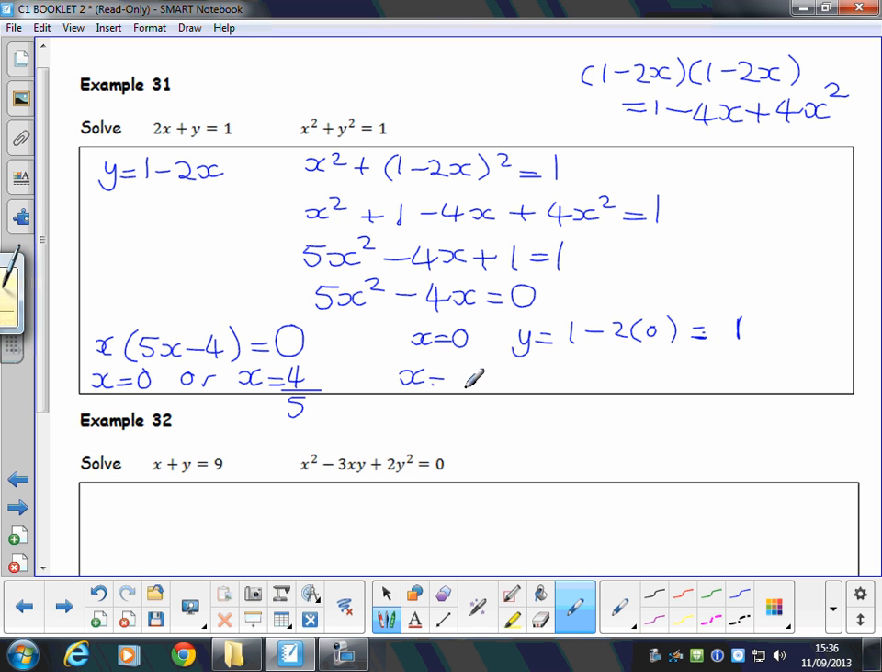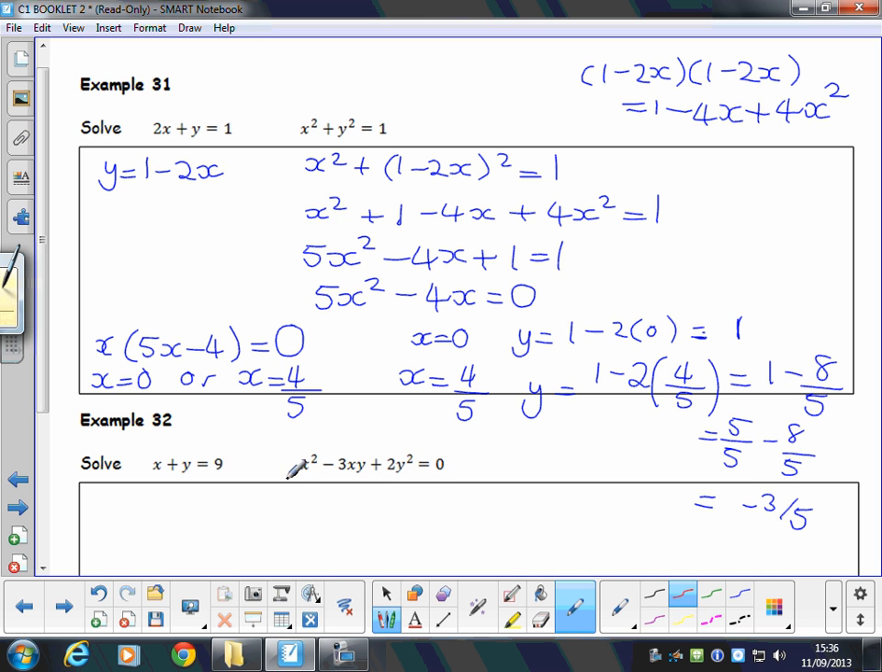But if x is 4 over 5, I've got y is equal to 1 minus 2x, so I've got 1 minus 2 times x, and x is 4 over 5. So I get 1 minus 8 over 5. I can work this out by getting a common denominator. So instead of 1, I'm going to have 5 over 5. Take 8 over 5, and that leaves me with minus 3 over 5.